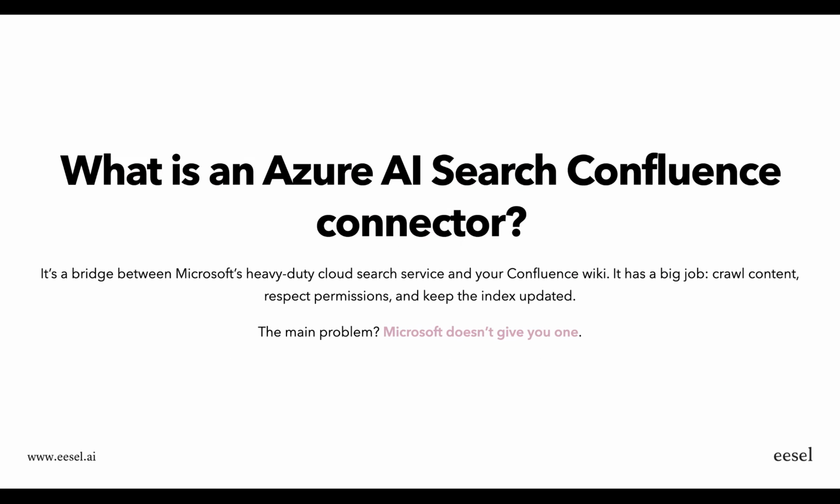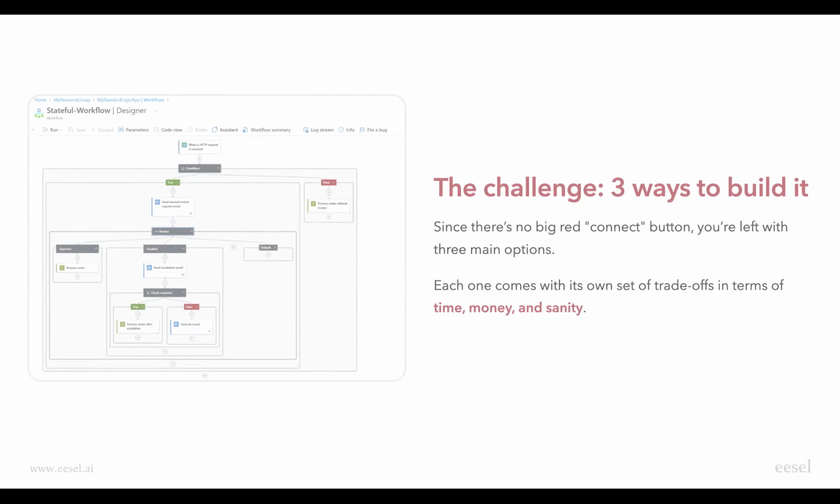You might be wondering, what exactly is an Azure AI Search Confluence connector? Well, it's essentially a bridge between Microsoft's powerful cloud search service and your Confluence wiki. Its big job is to crawl content, respect permissions, and keep the search index constantly updated. But here's the catch. Microsoft doesn't provide a ready-made one for you. Since there isn't a simple connect button, you're left with 3 main approaches to build this bridge. Each option comes with significant trade-offs in terms of your time, money, and frankly, your sanity.